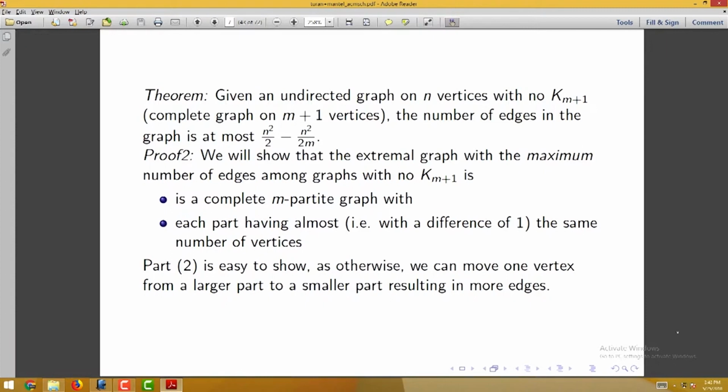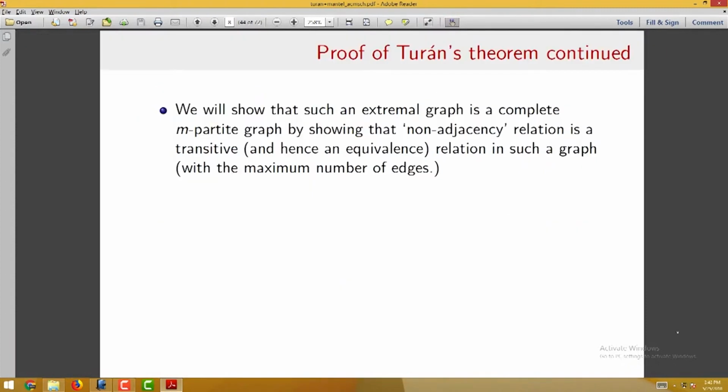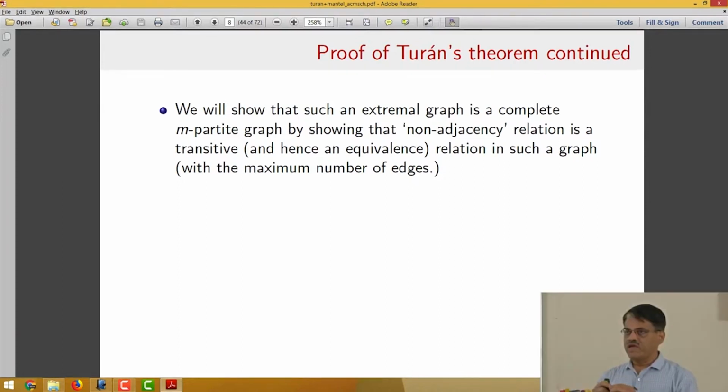The way we were going to show it is the following. You have an extremal graph with the maximum number of edges. What I will show is about the non-adjacency relation. Let's relate a pair of vertices if they are non-adjacent. Is it a symmetric relation? Yes, if A is not adjacent to B, B is not adjacent to A. Is it a transitive relation? If A is not adjacent to B, and B is not adjacent to C, I don't know whether A and C are adjacent or not. We will actually show that in such an extremal graph, the relation is transitive.